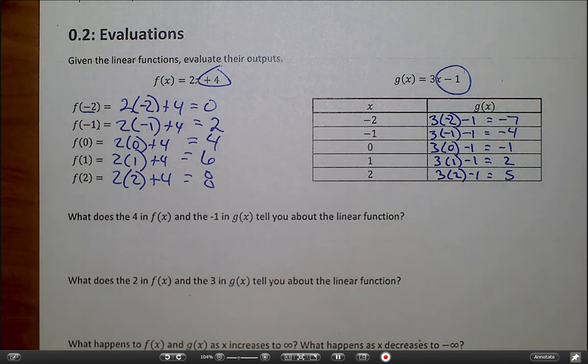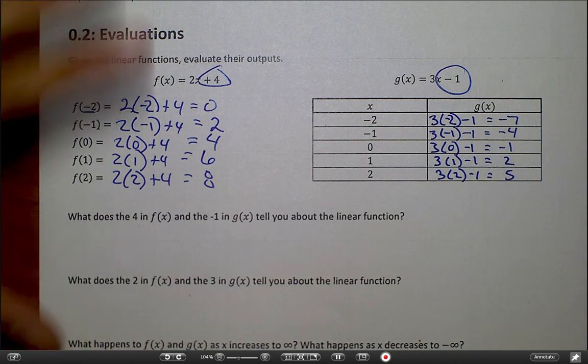Anyone else? Wait, what? Say it. The y. Why what? Axis. What about the y-axis? Be very specific. You are correct. What about the y-axis though? Where it crosses. So it's the y-intercept. Very good. That's what we're looking for.